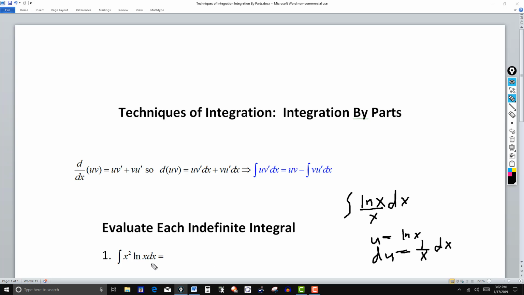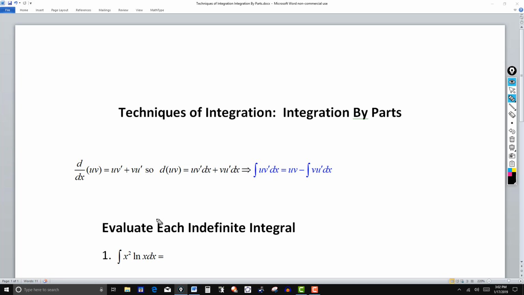Notice that dx over x can be replaced by du. Then this actually can be written as the integral of u du, which you can easily integrate. You have u squared over 2 plus a constant. And then you just replace the u by ln of x. So the answer would be ln of x quantity squared, over 2, plus a constant. In this case, that's not going to work.